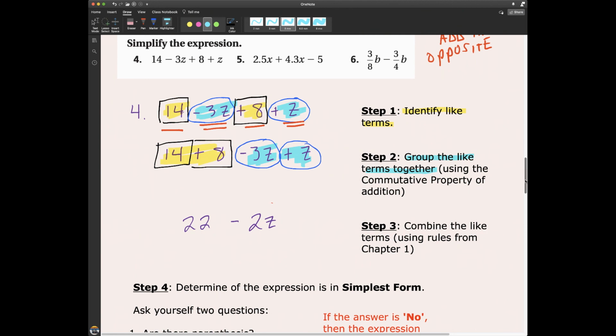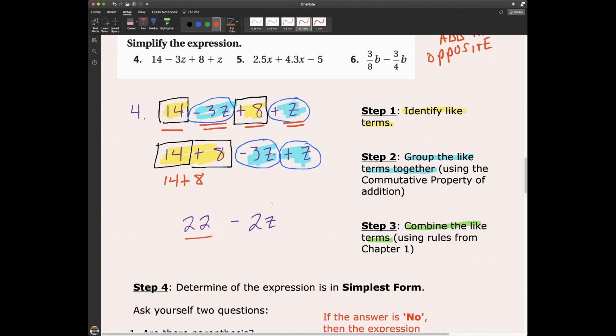Okay, the third step, another important step in this process, is to go ahead and combine like terms using the rules from chapter 1. So if I'm going to combine 14 plus 8, same sign, add and keep, different sign, subtract, keep the sign of the bigger number, then you'll be exact. Remember that song? It still lives. And these two are positive, so I know I'll get positive 22.